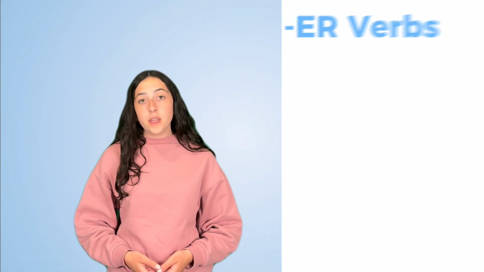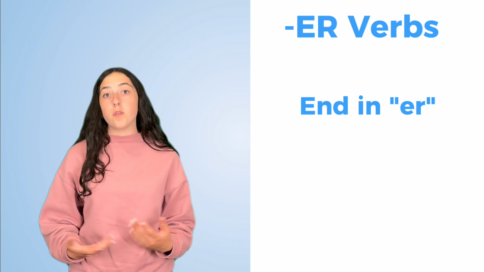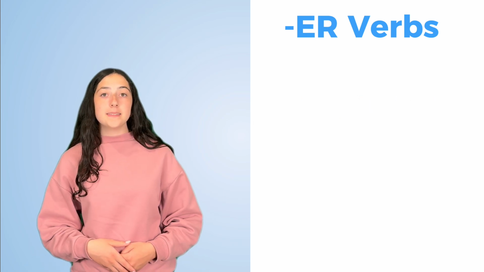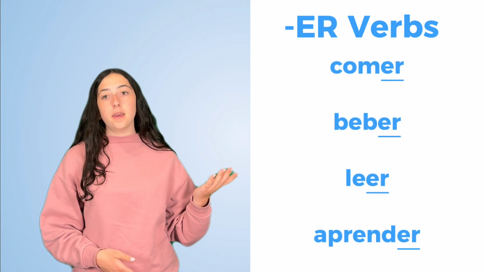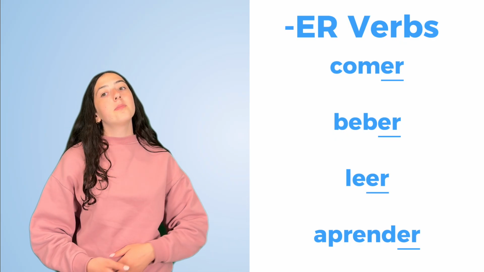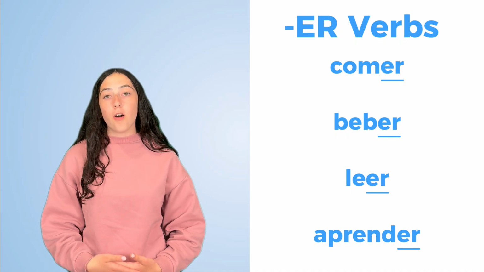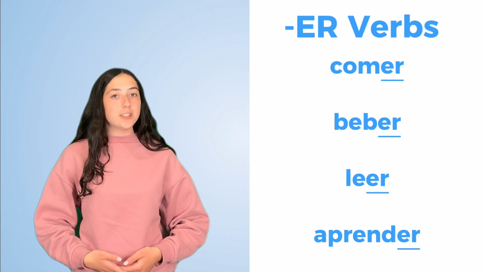First, let's remind ourselves what an ER verb is. An ER verb is any verb that ends in the letters ER when it's in the infinitive or original form. Some common examples are comer, to eat, beber, to drink, leer, to read, or aprender, to learn. Since all of these verbs end in ER, they all follow the same pattern when we conjugate them.